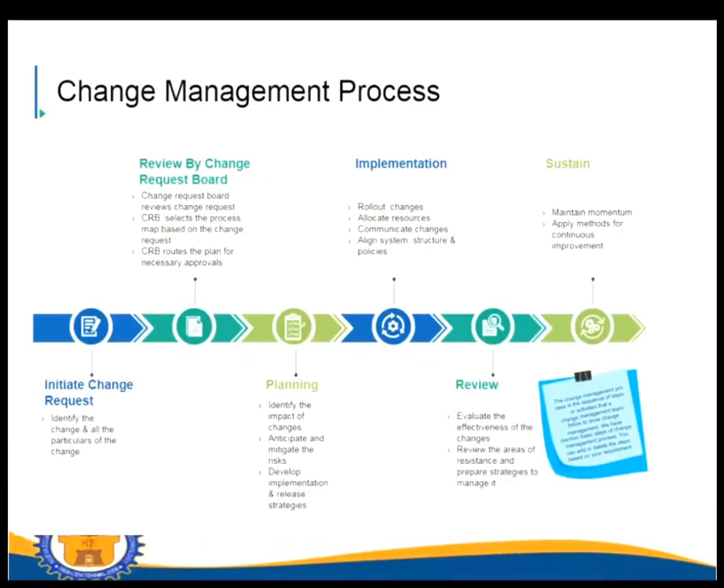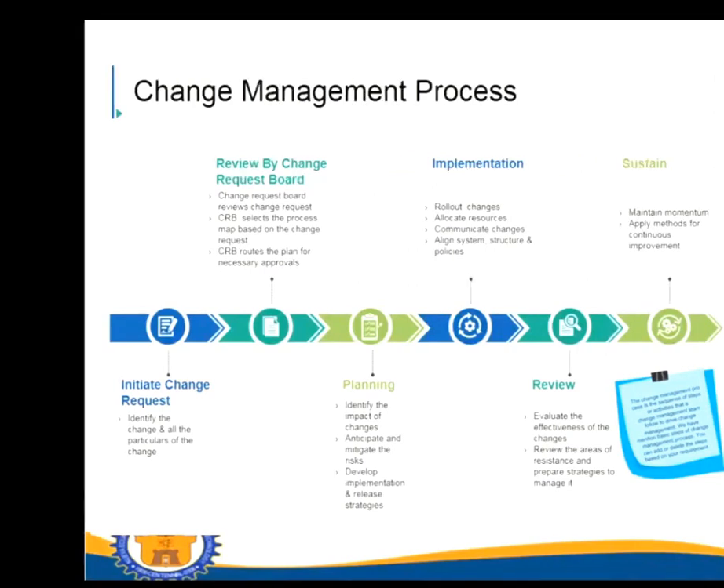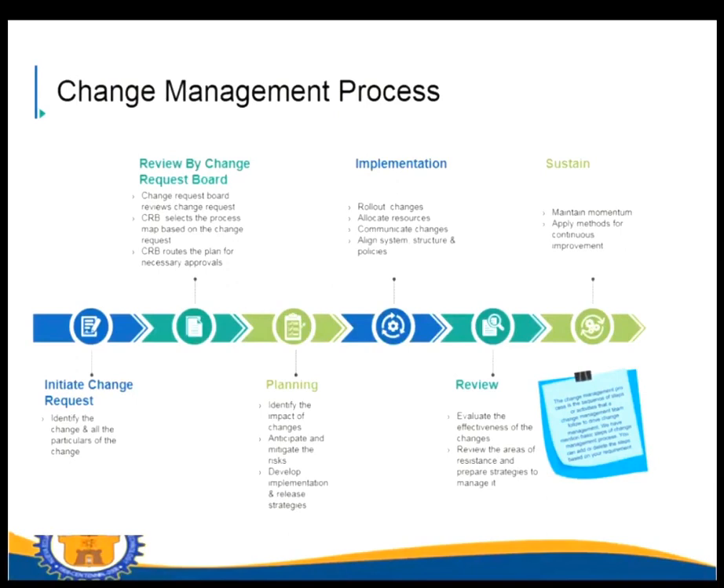In this figure, we will see the change management processes of an organization. This is only an example process for an organization. First, they have to initiate change requests, then reviews must be done. Next is planning on how to implement the change, and next is implementation of the changes, and review and evaluate the effectiveness of changes, and if it is successful, they will sustain the changes made.